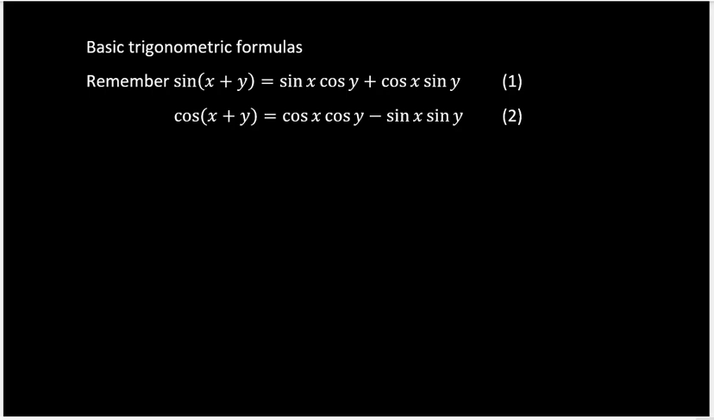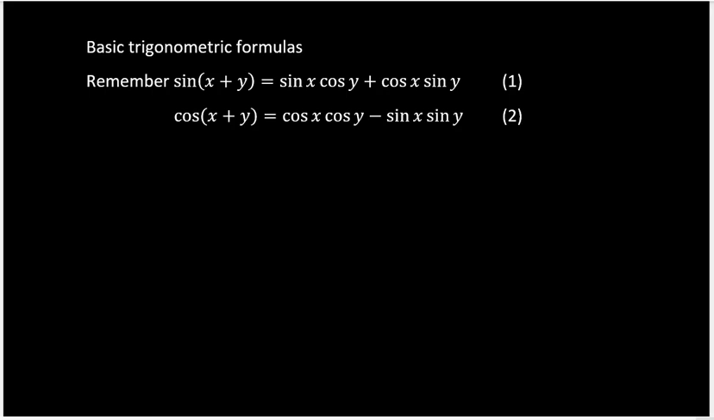The same way other two formulas you can easily recall, like sine x minus y will give you sine x cosine y minus cosine x sine y. And cosine of x plus y equals cosine x cosine y minus sine x sine y. If I replace y by negative y, we get cosine x minus y. That will be cosine x cosine y plus sine x sine y.